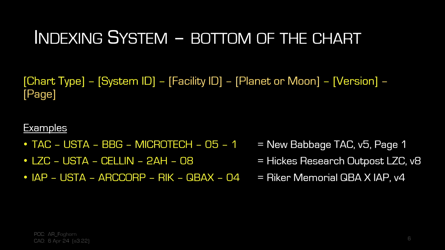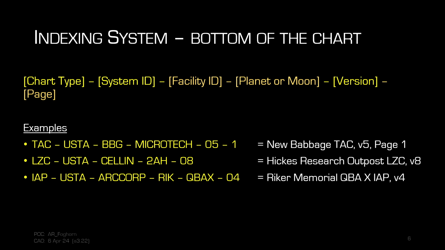So for example, I gave you 3 examples down there. One for a terminal area chart, where it says the system ID, USTA, for UEE system, STA being the 3-letter identifier for Stanton, BBG being the 3-letter identifier for New Babbage. The planet or moon's name will be spelled out, Microtech. Version 5, page 1, because New Babbage interstellar spaceport is so large that they've had to do multiple pages. Hicks Research Outpost out there on Cellin, landing zone chart. You can see USTA, Cellin, 2AH is the 3-digit identifier for Hicks Research Outpost, and it's version 8. Notice there's no page number at the end because it doesn't need more than 1 page, et cetera.